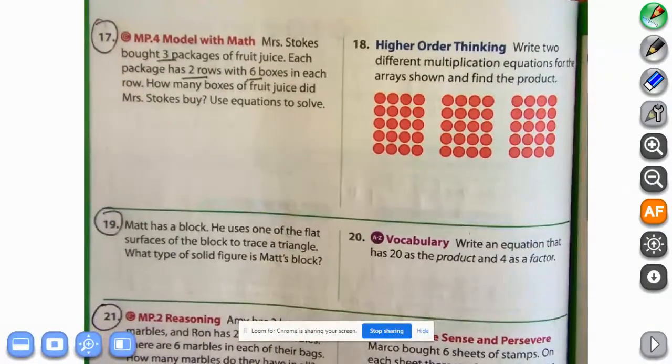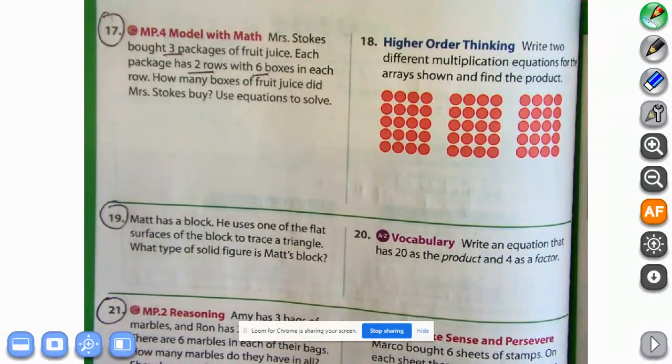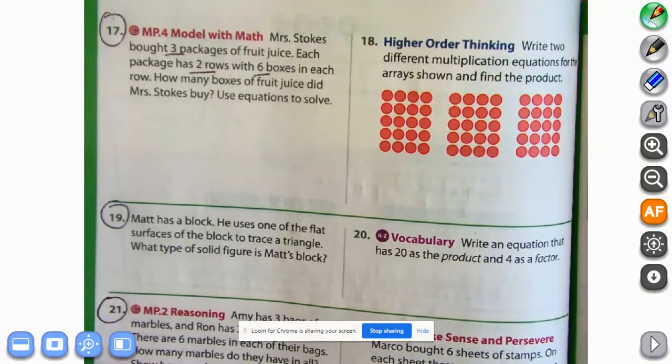All right, page 150. Number 17. Mrs. Stokes bought 3 packages of fruit juice. Each package has 2 rows with 6 boxes in each row. How many boxes of fruit juice did Mrs. Stokes buy? Use equations to solve.